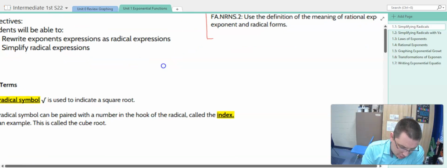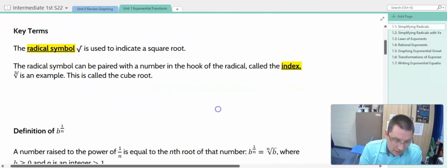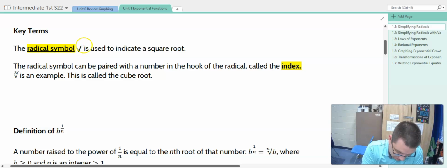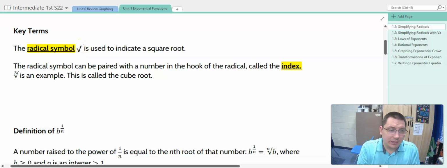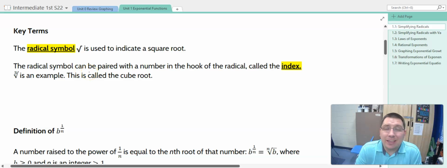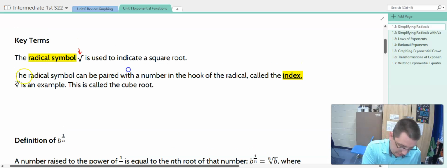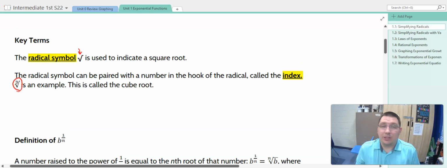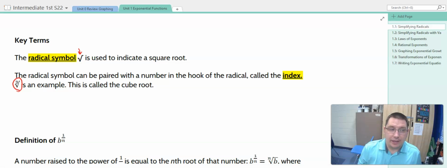All right, so a couple of key terms we need to look at first. The radical symbol, this little symbol here, we're used to calling it the square root symbol, is used to indicate a square root, but it can also be used to indicate other roots. And so we see that the radical symbol can be paired with a number in the hook of the radical right here, and we call that the index. And so, for example, if we write this, we call it the cube root. Or if we put a 4 there, we would call it the fourth root. And so we can use any of those to tell us what root we're taking.